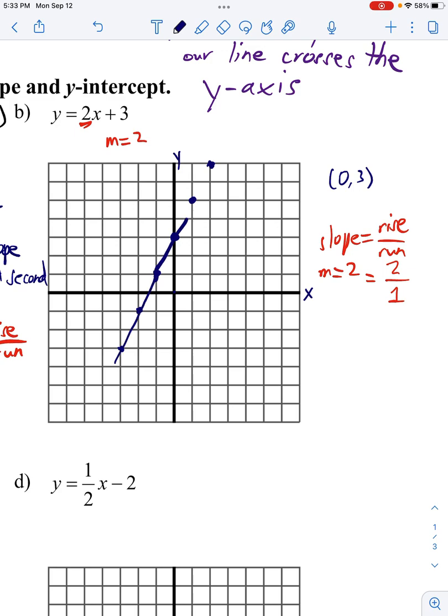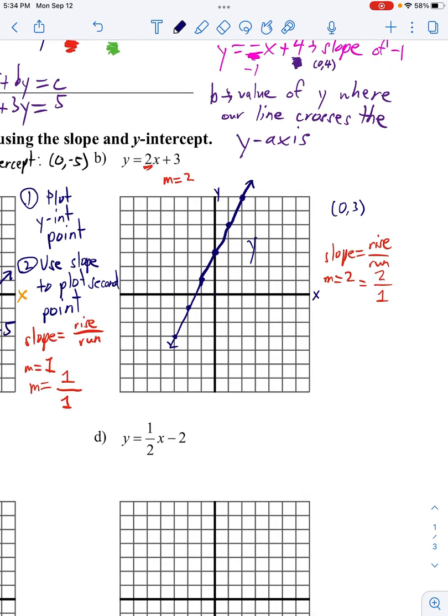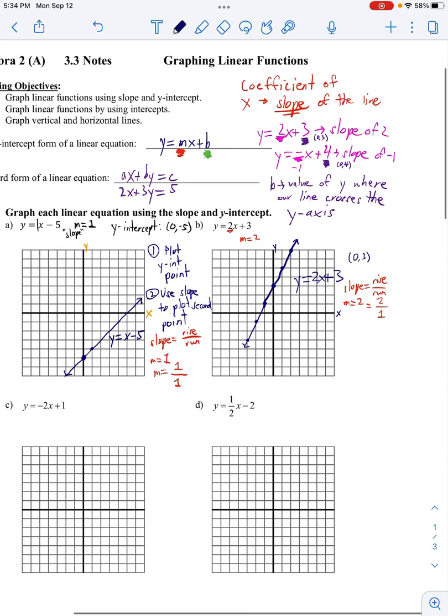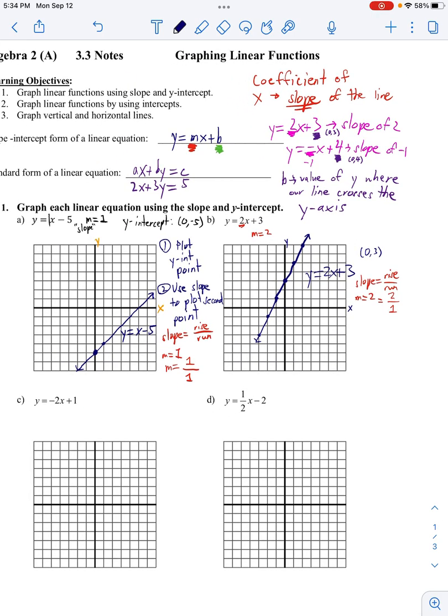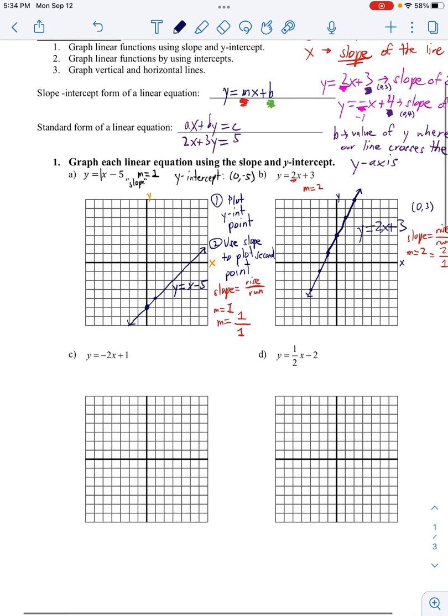The hard part for me is drawing a straight line through all of them because I have poor fine motor skills. All right, there we go. That's the line y equals 2x plus 3. So maybe pause if you're having trouble, rewind, slow the video down.